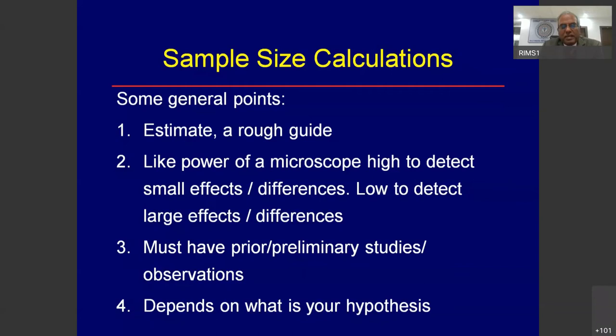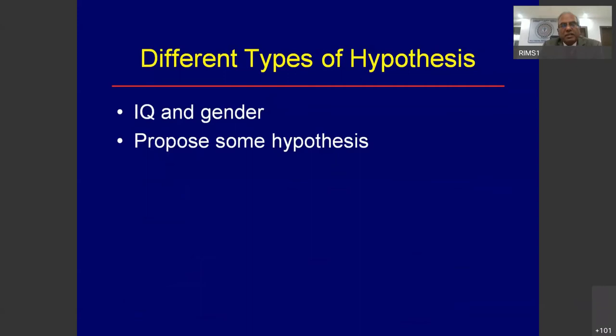And I told you that there can be different types of hypotheses. For example, if we talk about association between gender and IQ, it generates very good discussion. I told you last time that some people say females have more IQ than males, others say males have more IQ than females, which are both superiority hypotheses. Some people will say the IQ of males and females is equal, which is an equivalence hypothesis. And some people may hypothesize females have no less IQ than males, which will be a non-inferiority hypothesis.